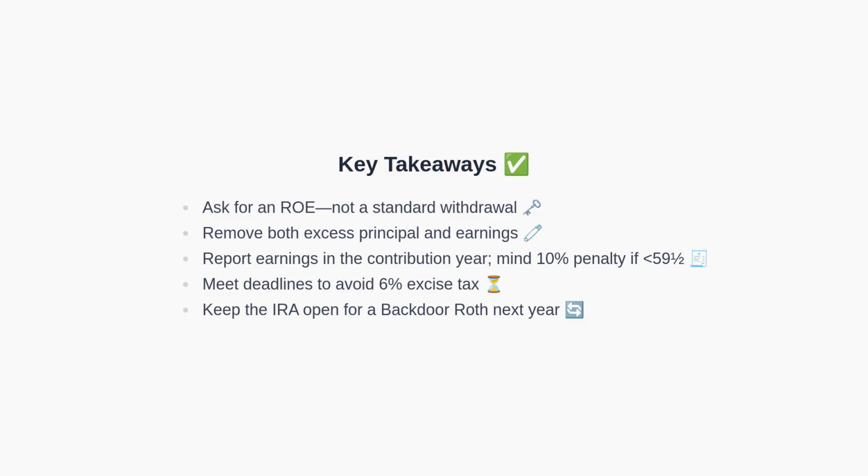The essential points are as follows. Request a return of excess contribution, not a standard withdrawal. Ensure the distribution includes both excess principal and the allocable earnings. Report those earnings in the contribution year and be mindful of the 10% early distribution penalty when applicable. Meet the tax filing deadline, including extensions, to avoid the 6% excise tax. Finally, keep the IRA open to facilitate a backdoor Roth strategy in the future. Before we close, let's quickly summarize your next steps.